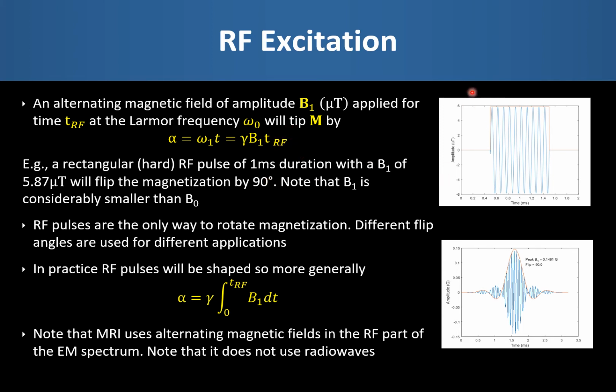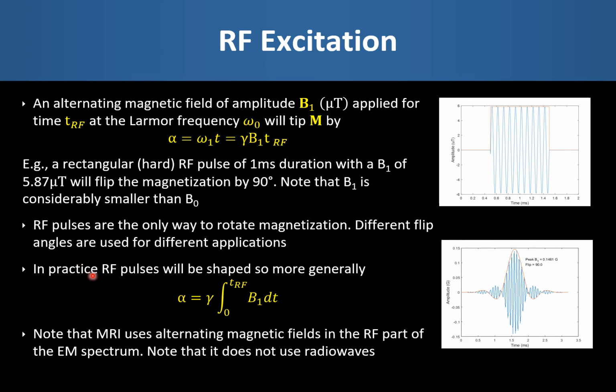So here's an example of a hard RF pulse, just a pulse that is turned on and off for a short period of time. In this case we have a rectangular or hard RF pulse of 1 millisecond duration, and if we have a B1 of 5.87 microtesla, then that will tip the magnetization by 90 degrees. Note of course that B1 is considerably smaller than the B0 fields we've been talking about. So RF pulses are the only effective way to rotate magnetization, and different flip angles get used for different applications.